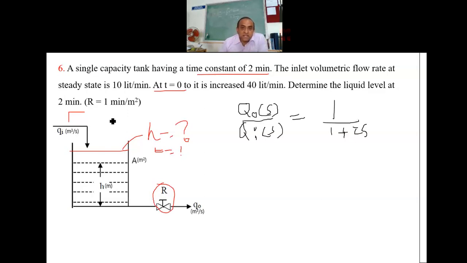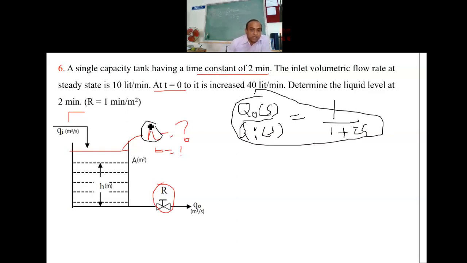But the question here is not in terms of height. This transfer function does not contain the term liquid level, H. So I will rewrite this expression in terms of H. Please keep observing how I derive.